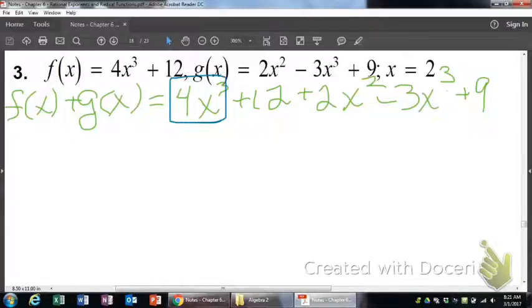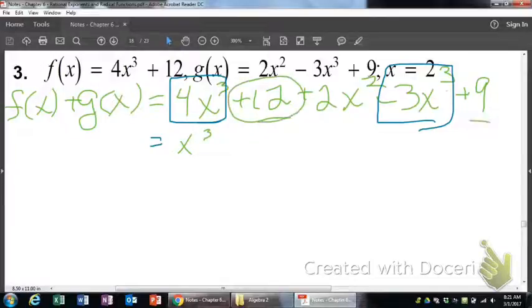I have 4x cubed minus 3x cubed gives me x cubed. And then I have 12 and 9 give me 21. And this 2x squared comes straight down.